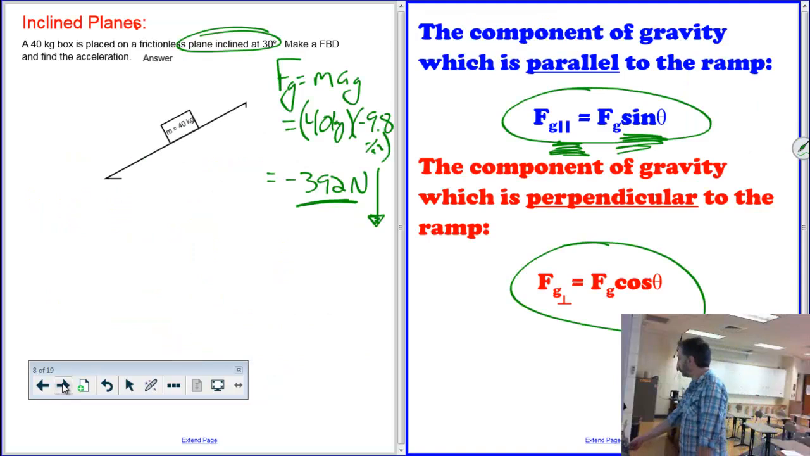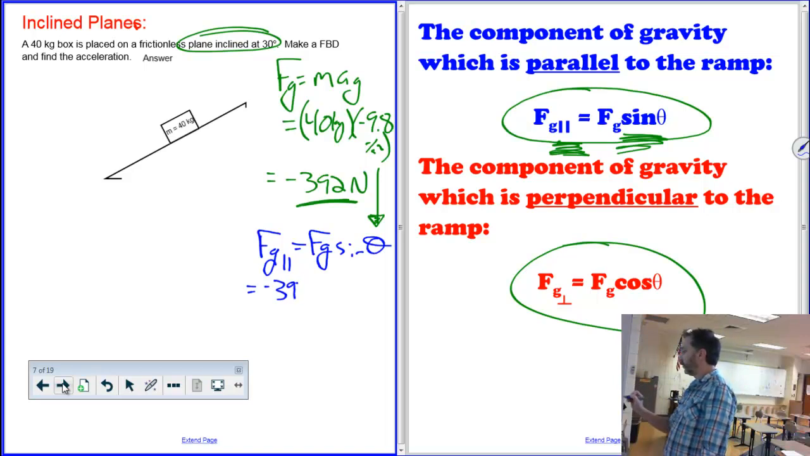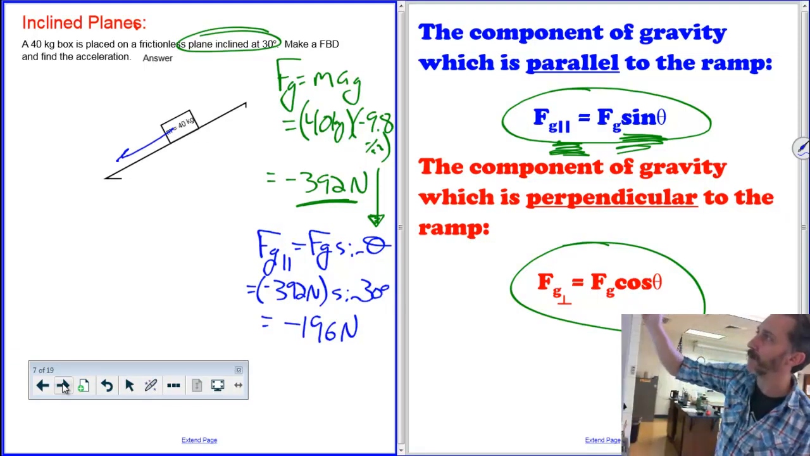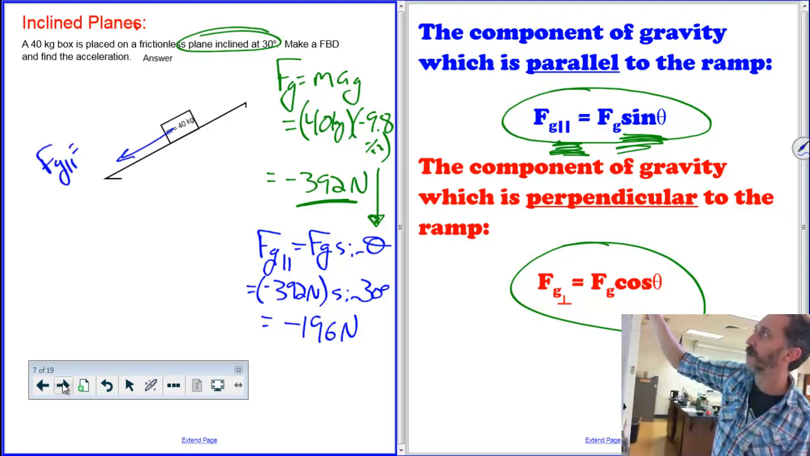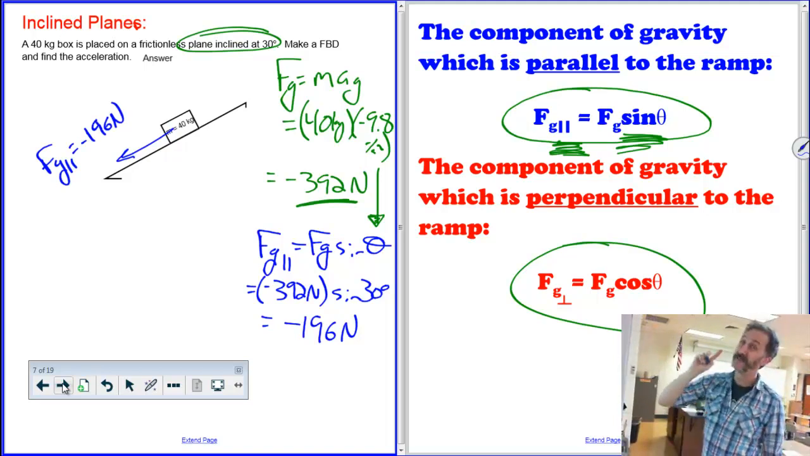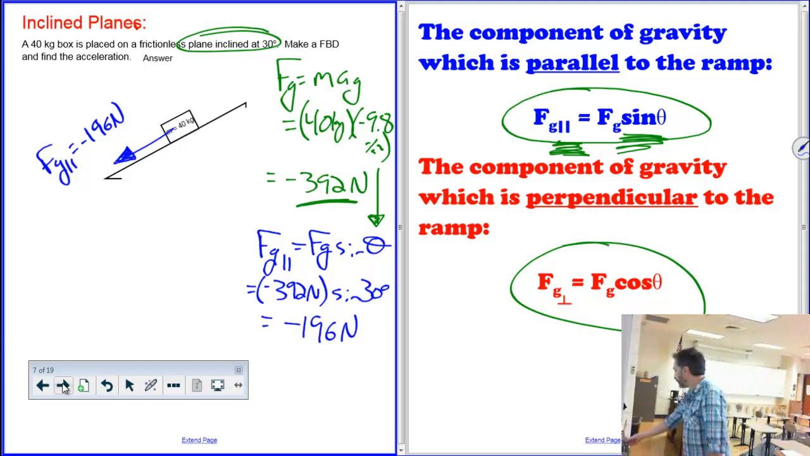So what I'm going to do is, over here, let's find our Fg parallel. This is the component of the force of gravity that's parallel to the axis. Oh, well, that's just Fg times the sine of theta. So for us, it's negative 392 newtons times the sine of 30 degrees, and it gives you negative 196 newtons, all right? And so the idea is, that's the force that pulls the box down the ramp, Fg parallel, negative 196 newtons. And you can always draw it there, because the parallel component of gravity will always pull the box down the ramp, okay?